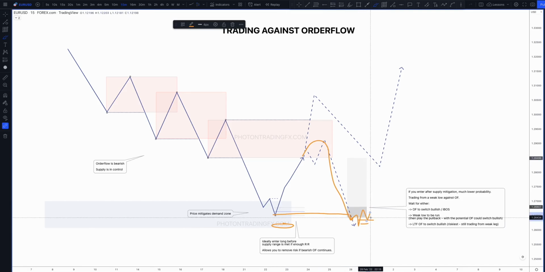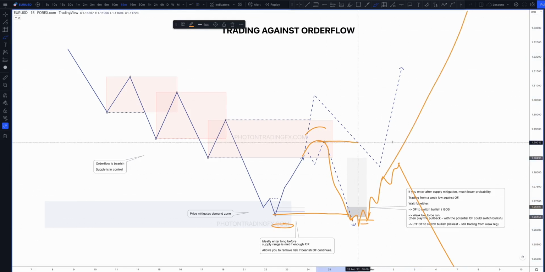Now, not worst case scenario, but let's just imagine it's just a pullback. At least then you can remove your risk. Maybe that internal lower high stays and it continues, but you've got in at the start of that pullback that you're hoping is going to turn into the IBOS, right? So that's your second option.